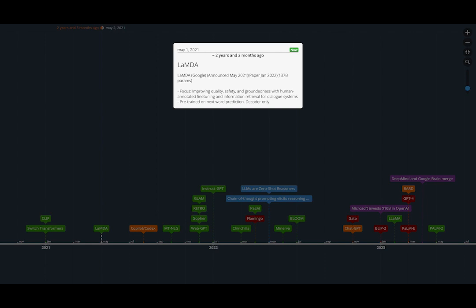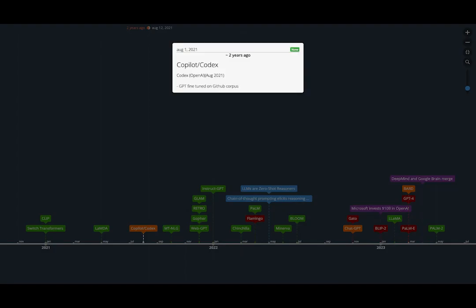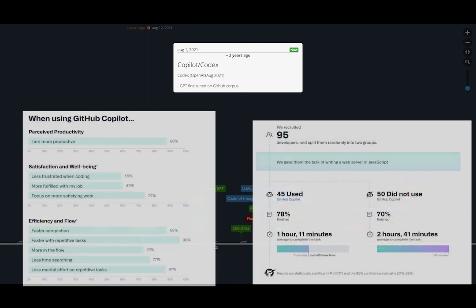Back to 2021, in August, Microsoft and OpenAI released GitHub Copilot, powered by Codex. Copilot is a coding assistant available on major IDEs as a plugin and has become quite popular. Codex is a branch of GPT-3 fine-tuned on a code corpus from GitHub, and now in 2023, Copilot X is available, which uses GPT-4 as its base model.